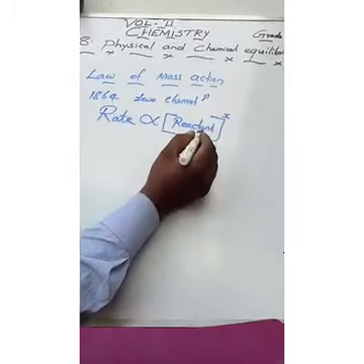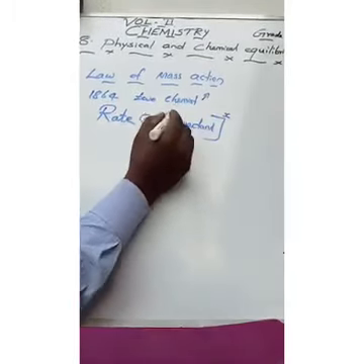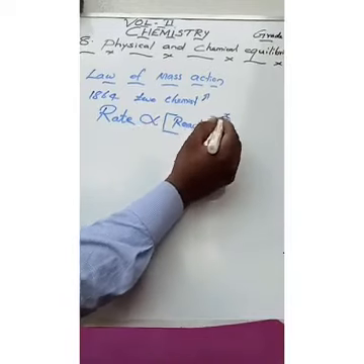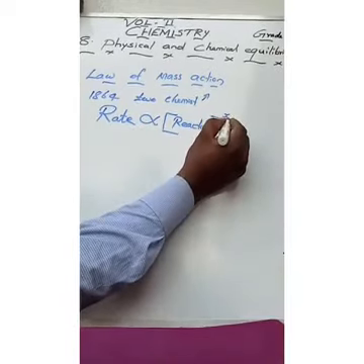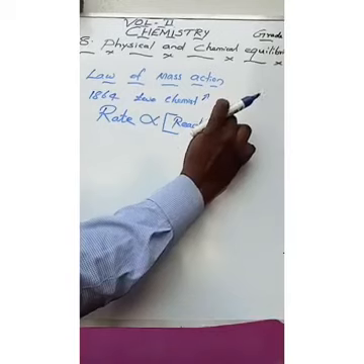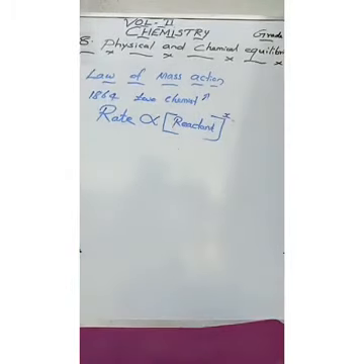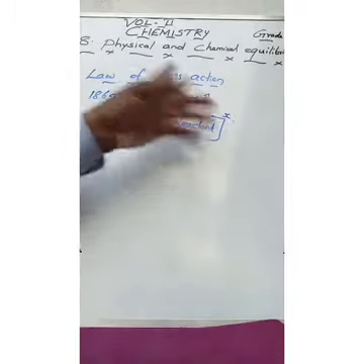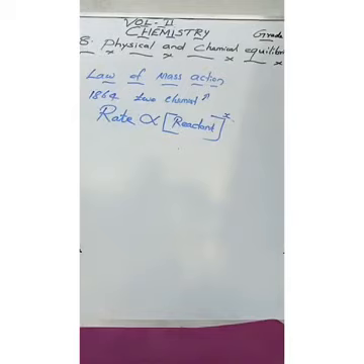Don't forget to make a square bracket. After the square bracket, we have to write x. Rate is directly proportional to reactant x. This is the law of mass action. What is the law of mass action? Rate is directly proportional to reactant x.